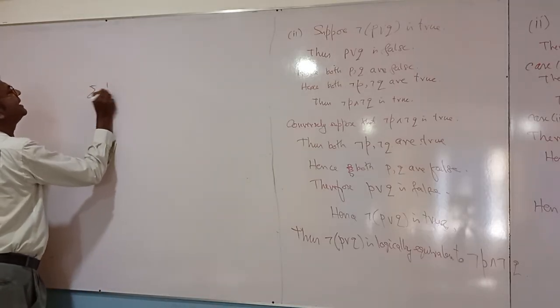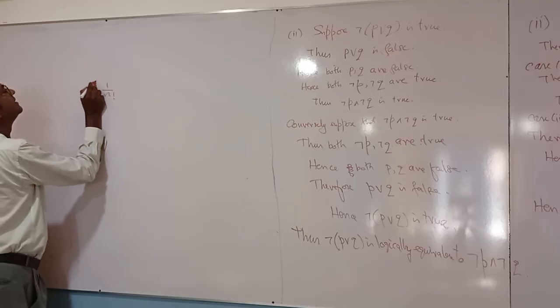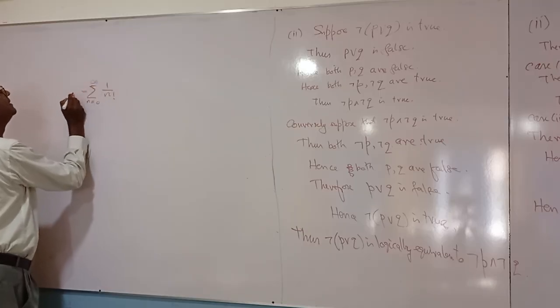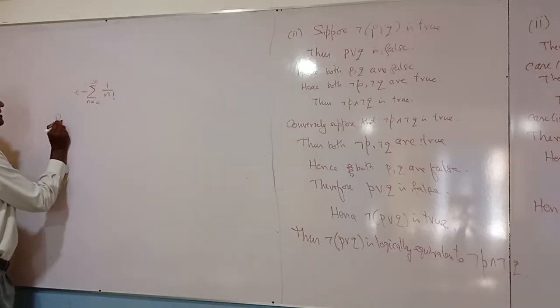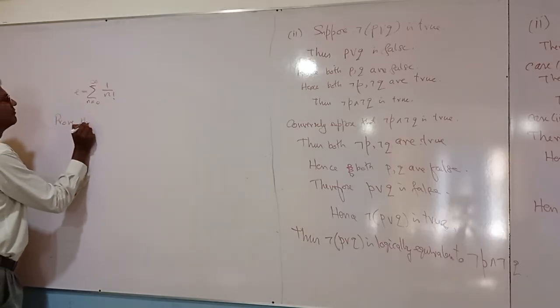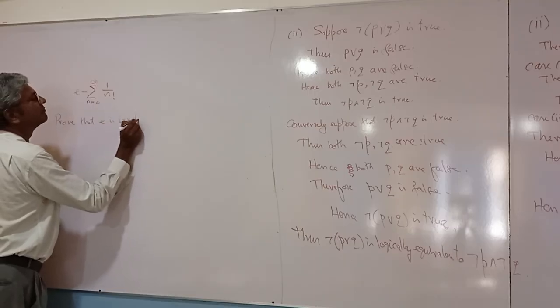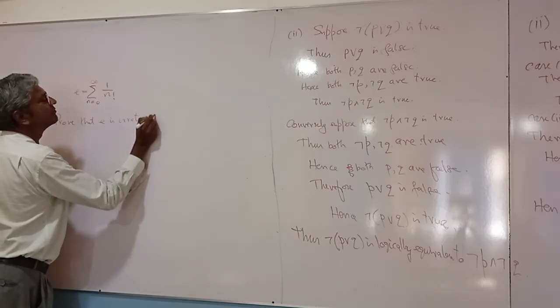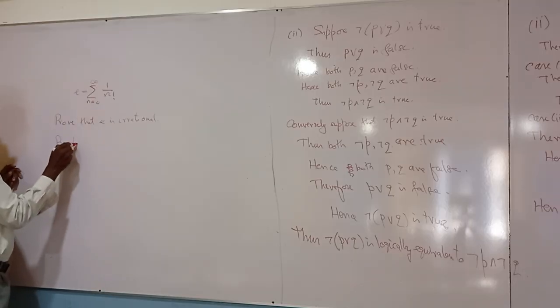The sum of 1 over factorial n, n going from 0 to infinity, you know this is called e. Prove that e is irrational. I will go to the restroom and come back and prove it.